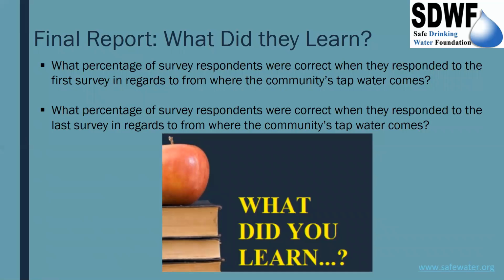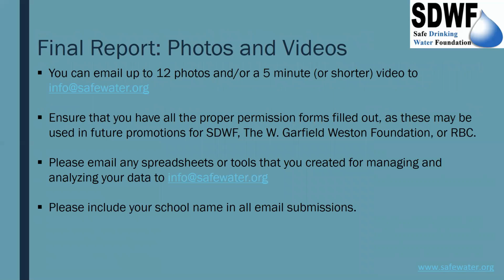So final report, what did they learn? What percentage of survey respondents were correct when they responded to the first survey about from where their community's tap water comes? And what percentage of survey respondents were correct when they responded to the last survey in regards to from where the community's tap water comes? And remember that this needs to be an open-ended question. So this should not be a multiple choice question or a true-false question. You should just ask them, from where does your tap water come? And then have a space or a line or whatever for them to put the name of the source.